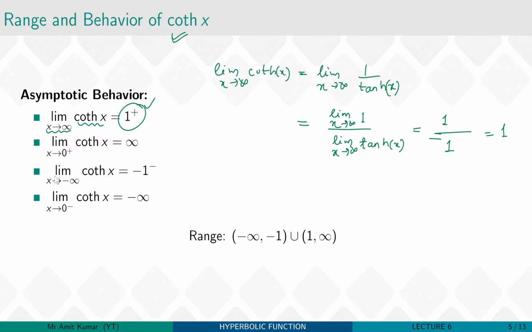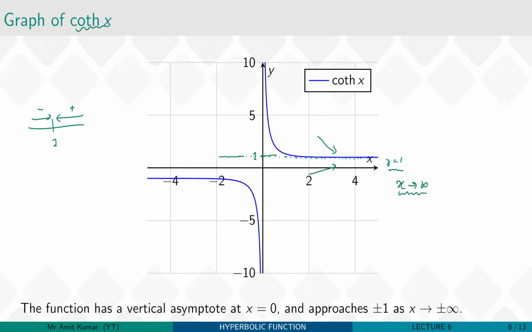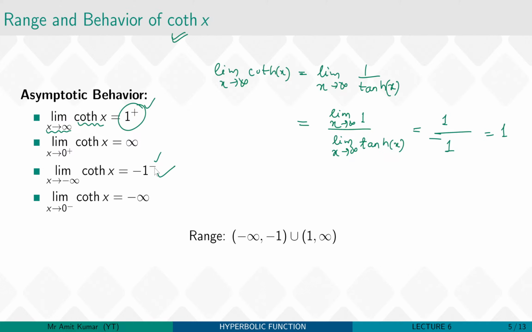Similarly, what is the limit as x tends to minus infinity of coth x? This is minus 1. Above, you can see the negative sign. Basically coth x approaches minus 1 from the negative side. So here this is the line y is equal to minus 1, and coth x approaches y is equal to minus 1 from the left hand side. So the limit is minus 1 with a minus sign. This is the symbol for left hand side and right hand side. This is for left hand side.